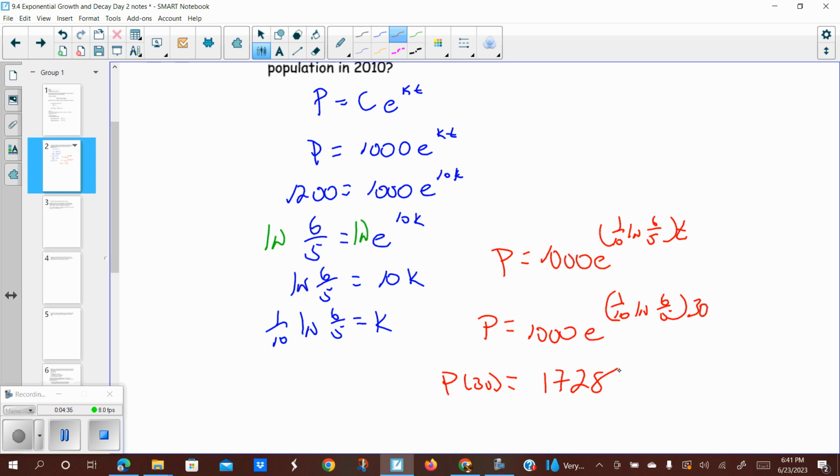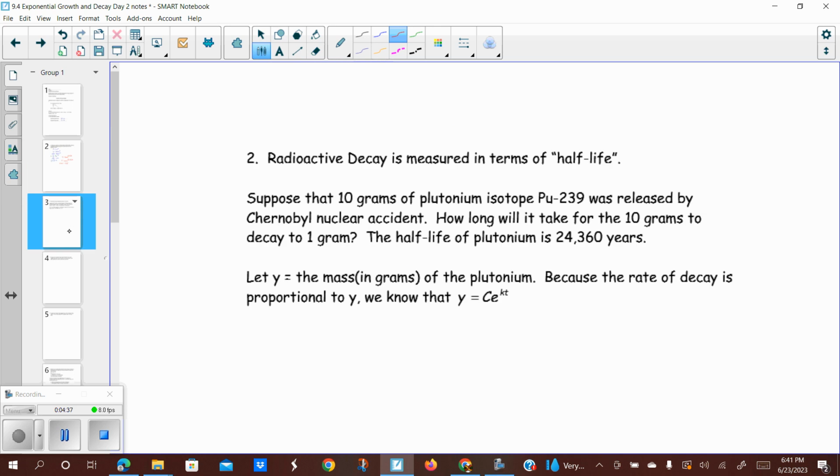All right, number 2. Radioactive decay is measured in terms of half-life. So here's kind of our biological sciences. Not really the word I was looking for there. You deal a lot with half-life in chemistry and things like that.